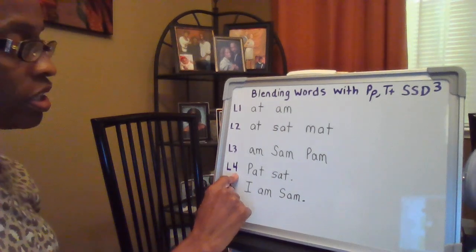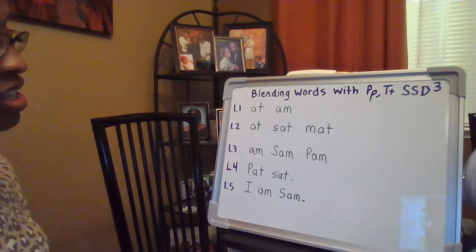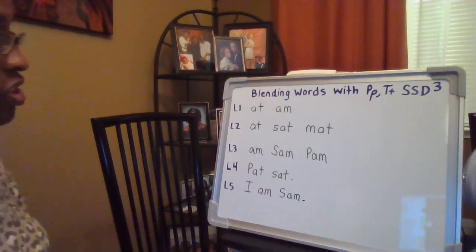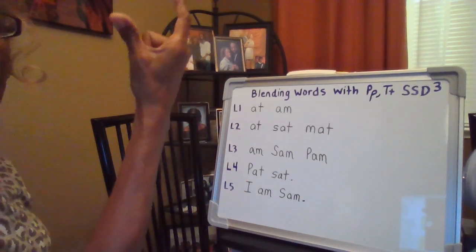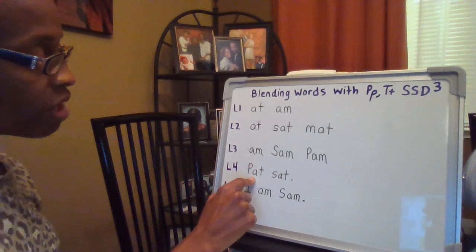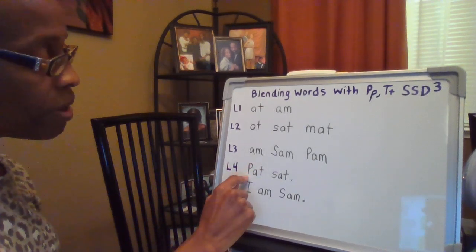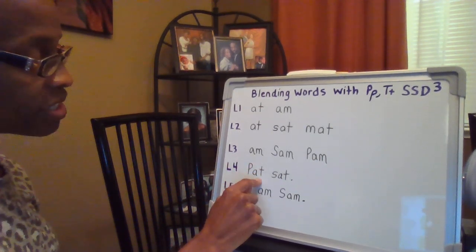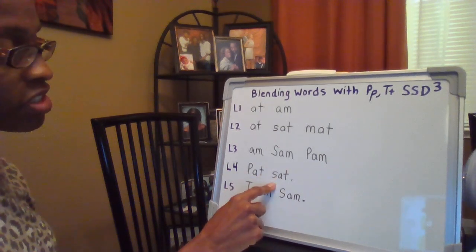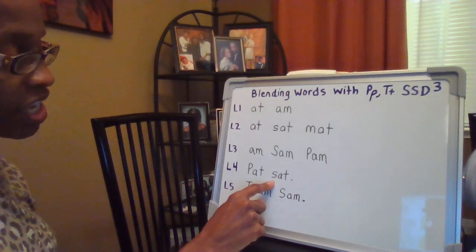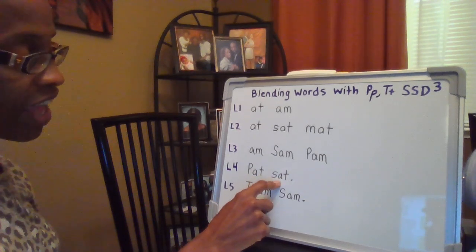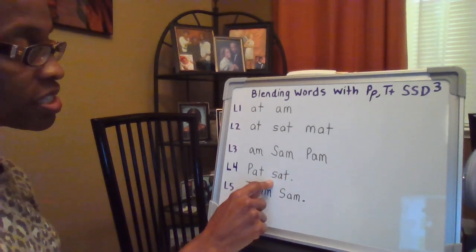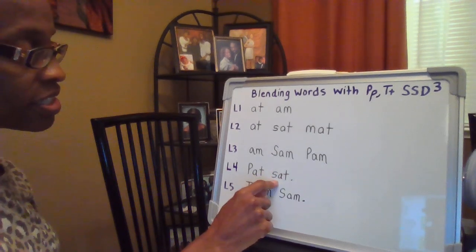Line 4. Is there an onset? Yes, the P is your onset, and its sound is p, and your rhyme is at, pat. Is there an onset? Yes, the S is your onset. Is there a rhyme? Yes, the at is your rhyme. S, at, sat.